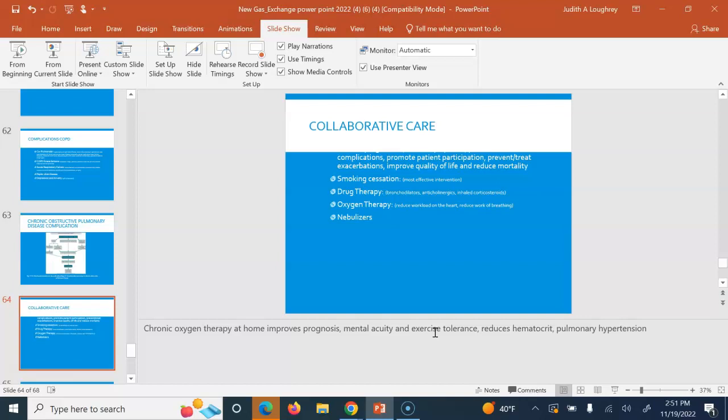Drug therapy, such as bronchodilators, anticholinergics, or inhaled corticosteroids. Oxygen therapy, which reduces the workload on the heart and reduces work of breathing. Remember that definition that we talked about at the beginning of this lecture. And nebulizers also are used.